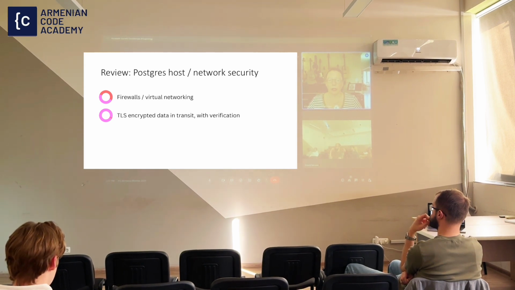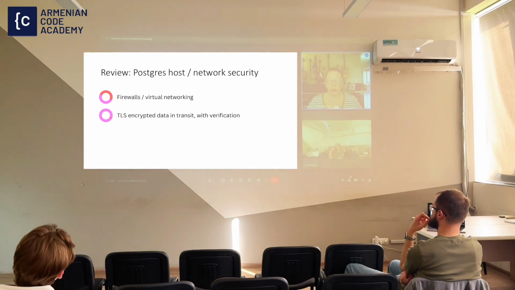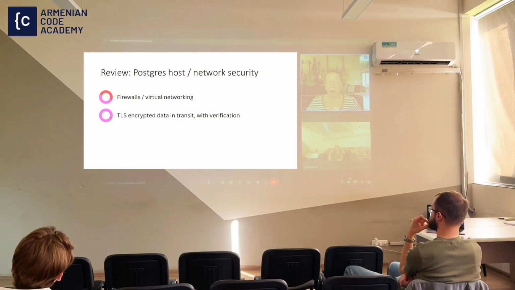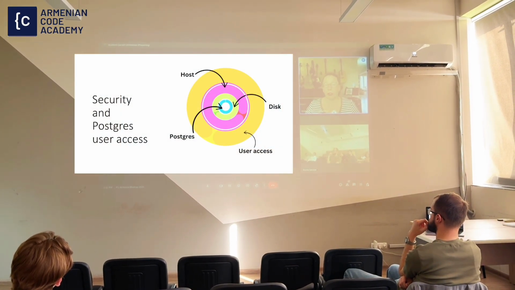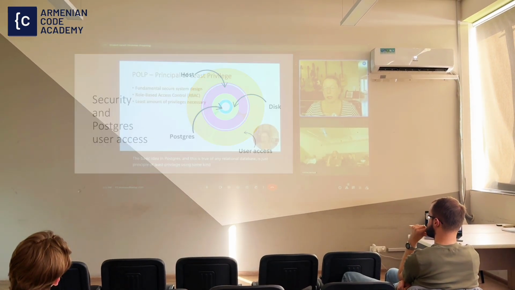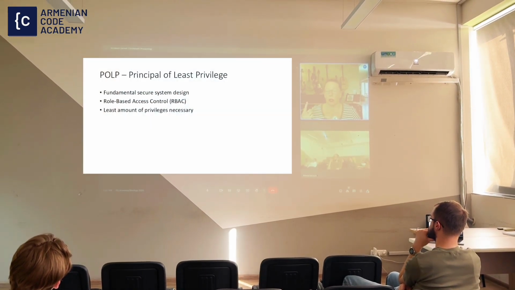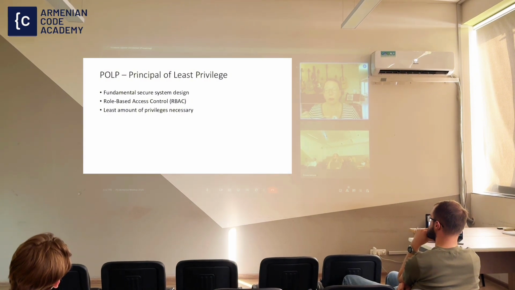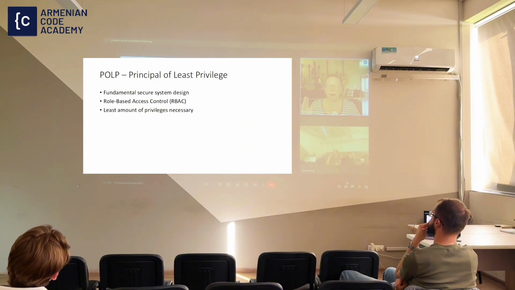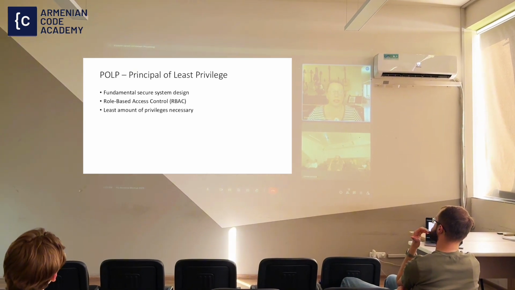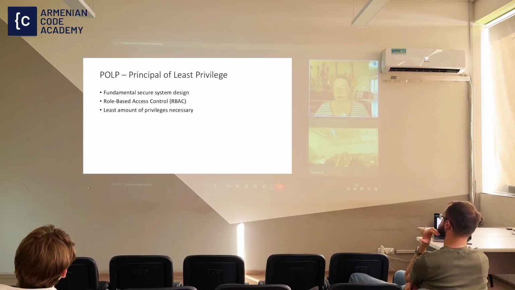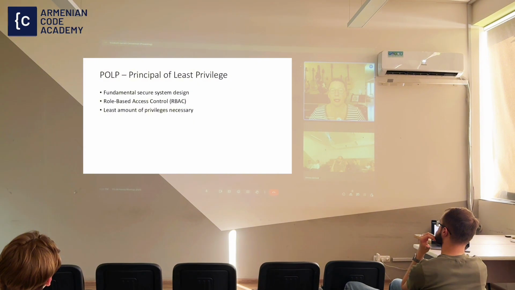So let's talk next a little bit about user access. The basic idea in Postgres, and this is true of any relational database, is the principle of least privilege, using some kind of role-based access control, right? So your superuser, your person in charge of the database, can see everything, but then everyone else is just given access to the things that they need, not anything more than they need.